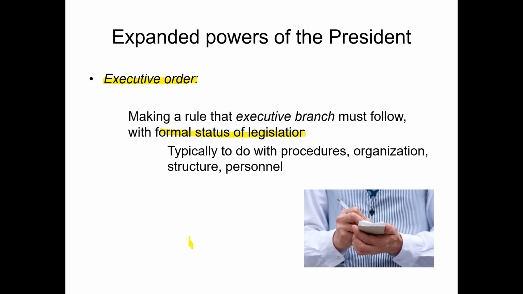For example, the Obama administration had set up an executive order to raise the minimum wage for all government contractors. That affected about 10 million people whose wages would rise. If they were making minimum wage, their wages would rise in accordance with this executive order.